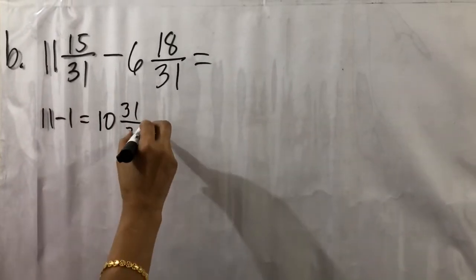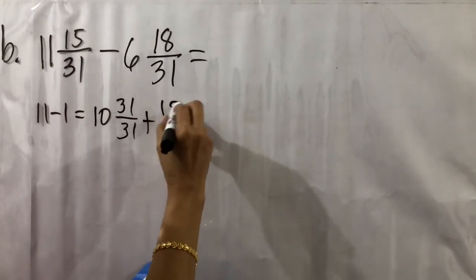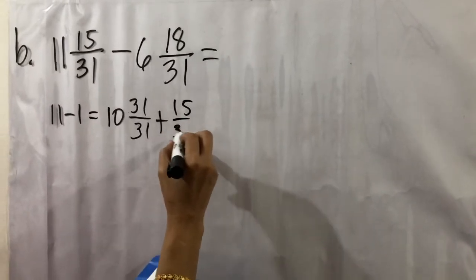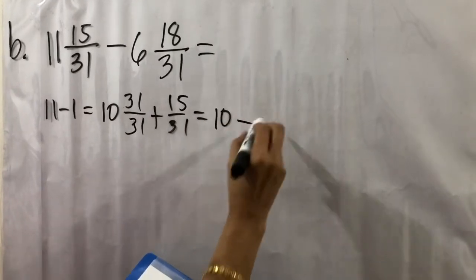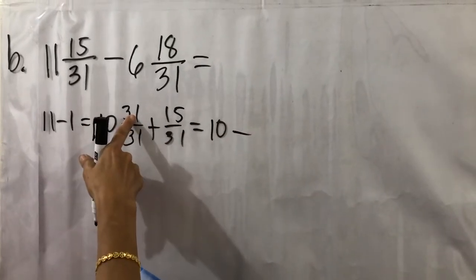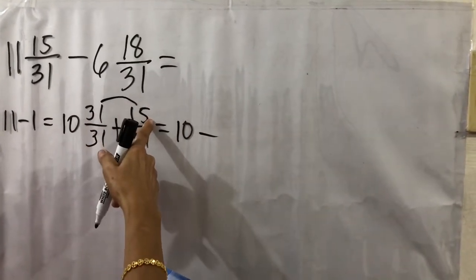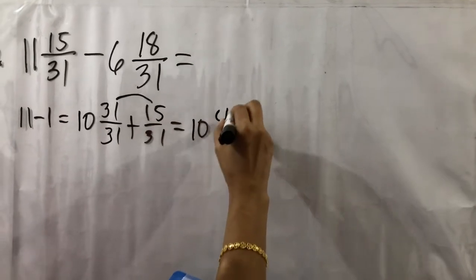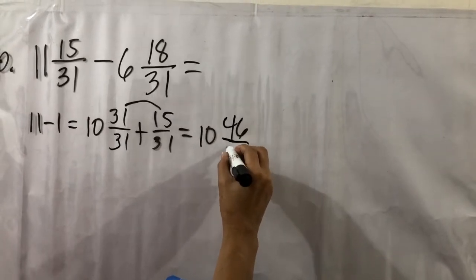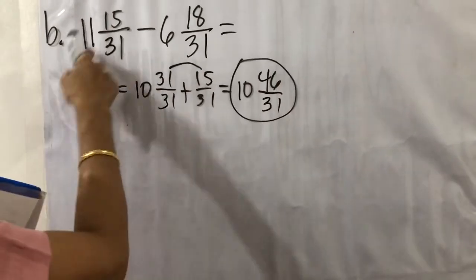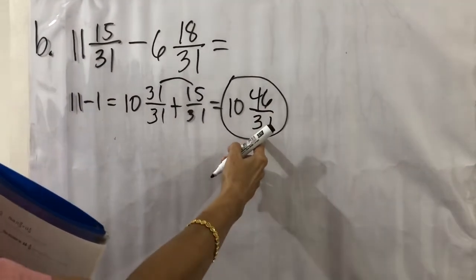So, the next one, you're going to add the given fraction. That is 15 over 31. So, you write this one as 10. You add the numerators, 31 plus 15. The answer is 46. And copy the denominator, we have 31. So, 11 and 15/31 is now 10 and 46 over 31.